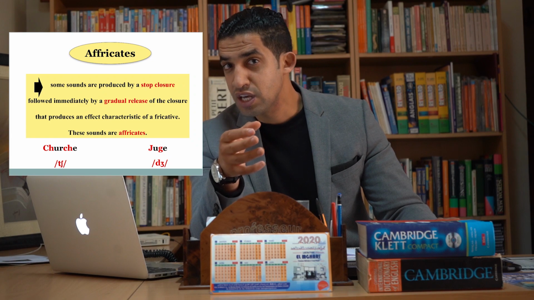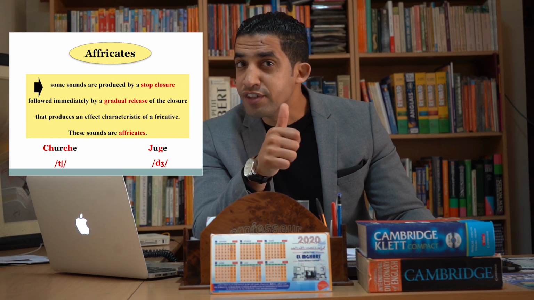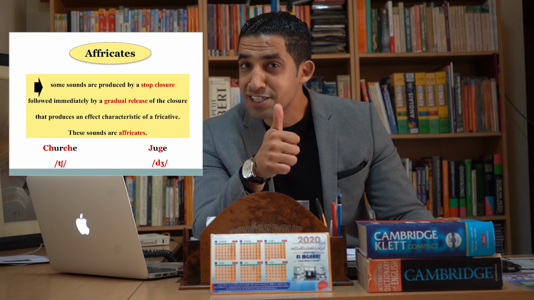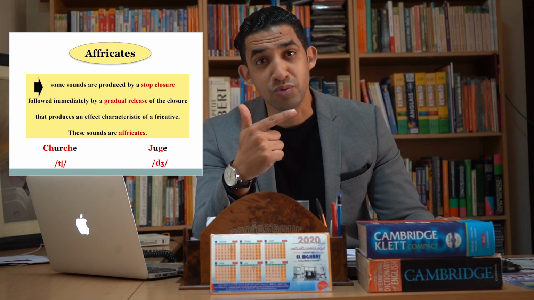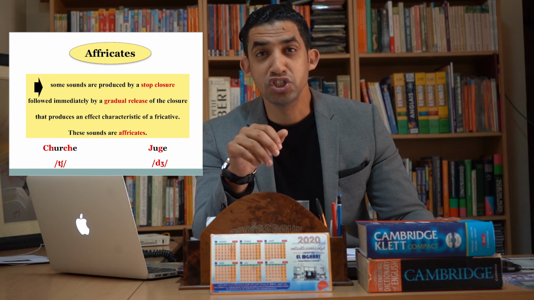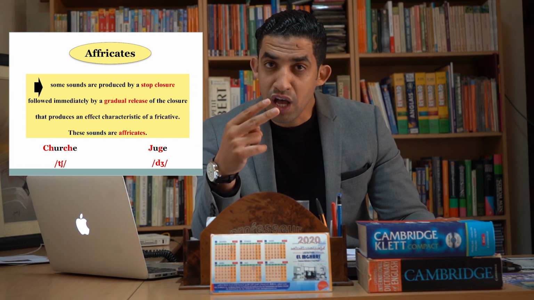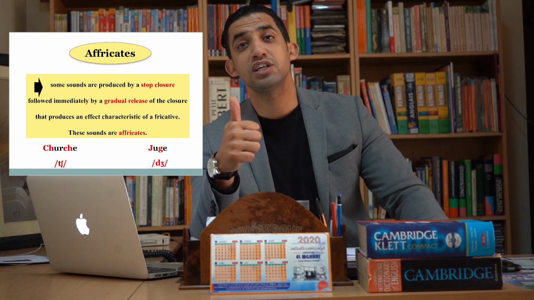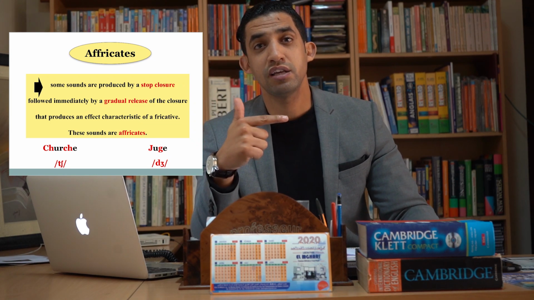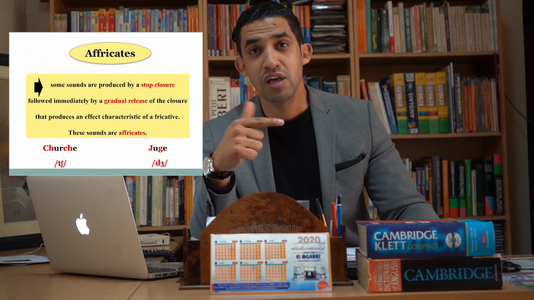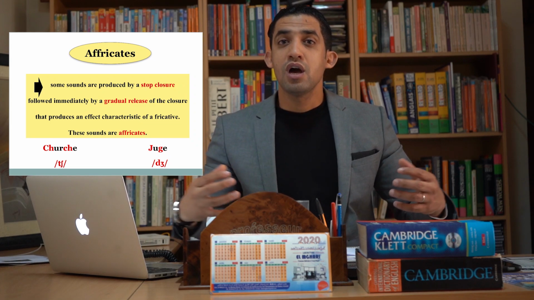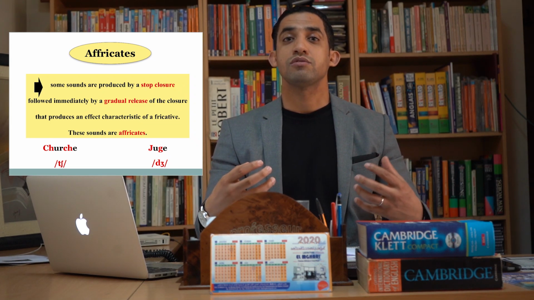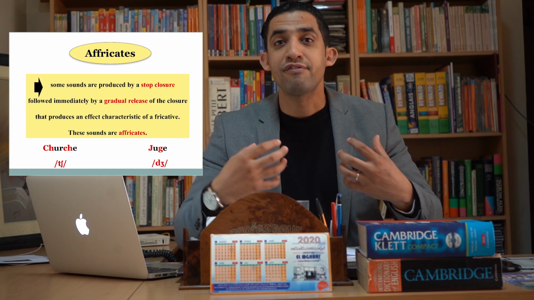As you can notice, ch is a combination of the t, which is a stop, a minus continuant sound, and sh, which is a fricative, a plus continuant sound. The same case with j, which is a combination of two sounds. The first one is d, a stop, minus continuant, and zh, which is a fricative, plus continuant. So affricates are about a combination of sounds, a stop plus a fricative.